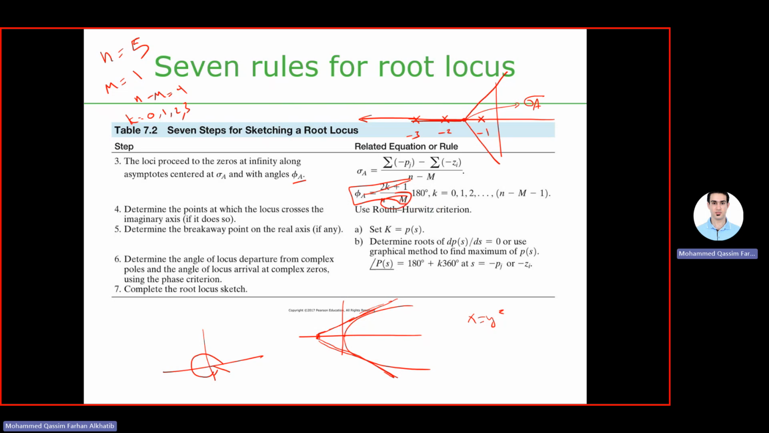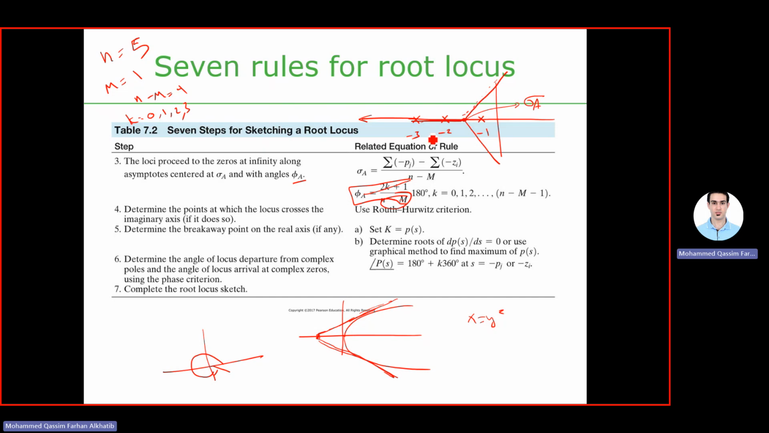Now, why do we need the asymptotes? Because asymptotes are imaginary axes, so they're not part of the sketch. That's why it's better to have them in dashed lines. In some occasions, the locus, the pole movement, is exactly on the asymptote.